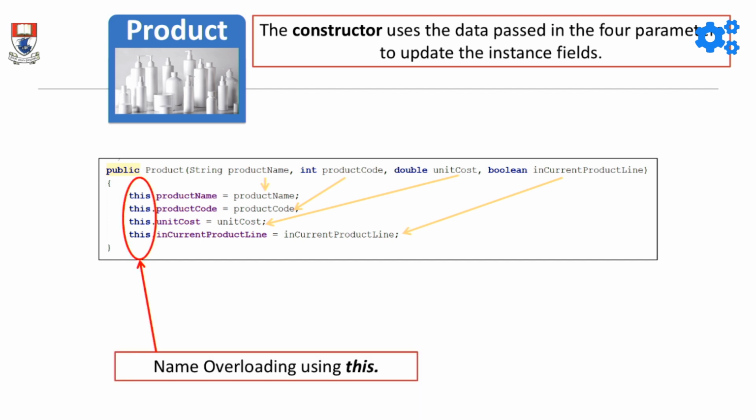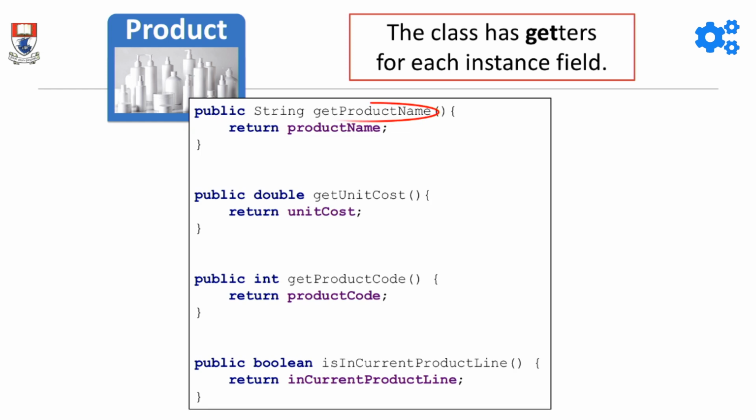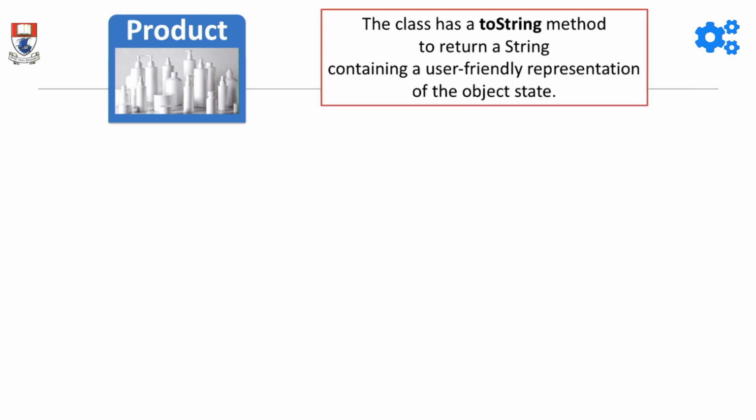And we're using the this keyword, which is name overloading. The class has getters for each instance field, because each instance field was private, and in order to be able to get at those, we need a method to give ourselves access. So these are the getter methods. Each getter method has a return statement. Then we have the setters. This is how we change those fields. So there'll be an assignment statement with each of these.